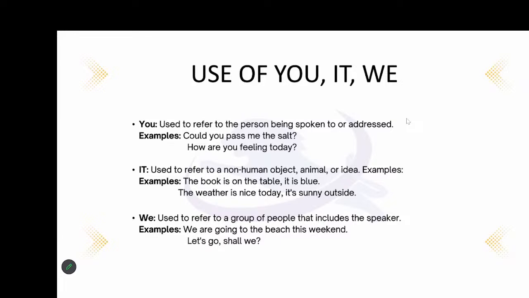So, can you just share me your pen? Can I just borrow your pen? So there's a difference between that, right? Now, could you pass me the salt? Now you're talking about that person, you, like the person sitting in front of you.